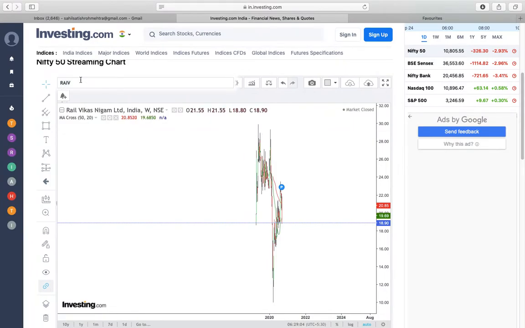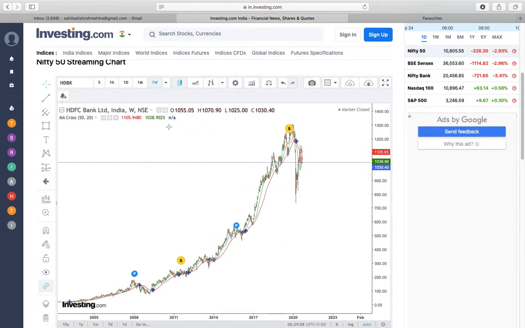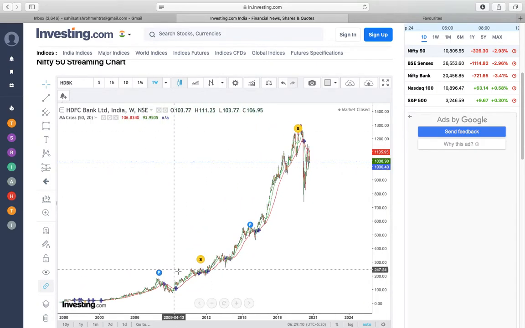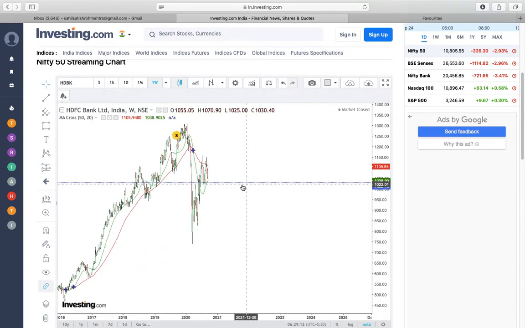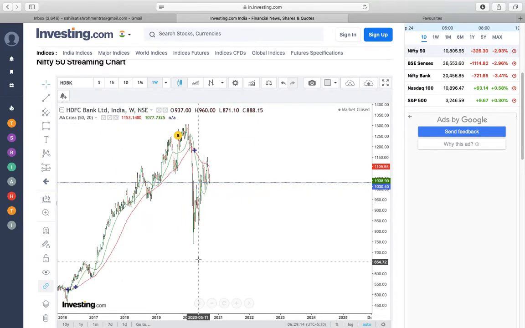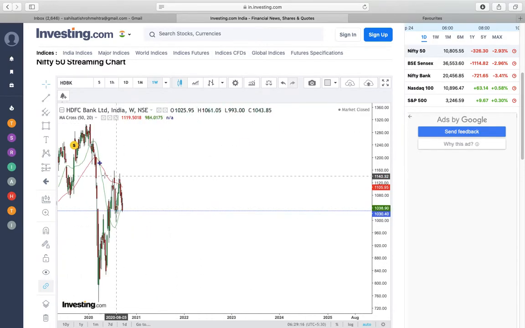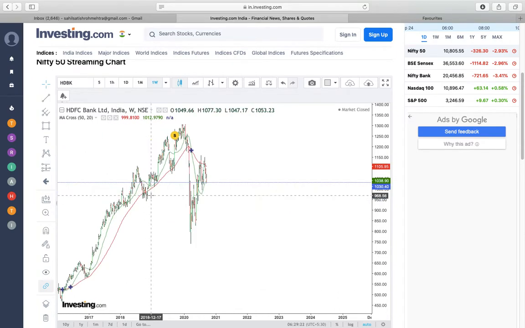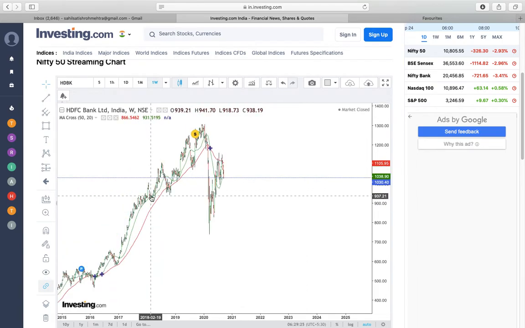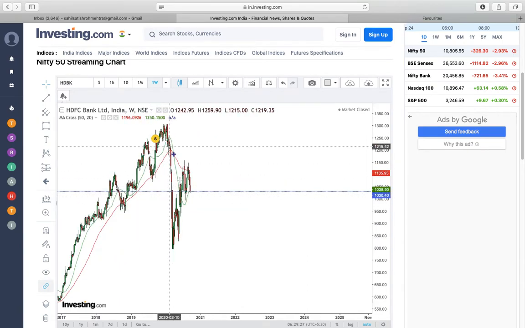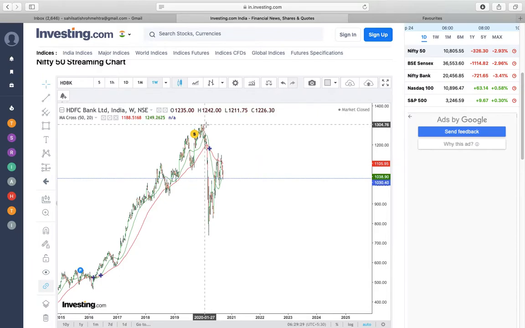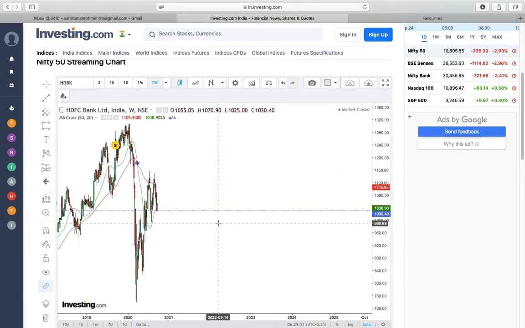HDFC Bank. Okay, this one is a really tricky one. This one, in general, historically has been an uptrending security, but what we are seeing here is that after this higher top, we are seeing a lower bottom, and it's really a question of whether or not this is going to be a lower top. It's a security that is very likely going to range. It's difficult for the security to take out its all-time high as of now.